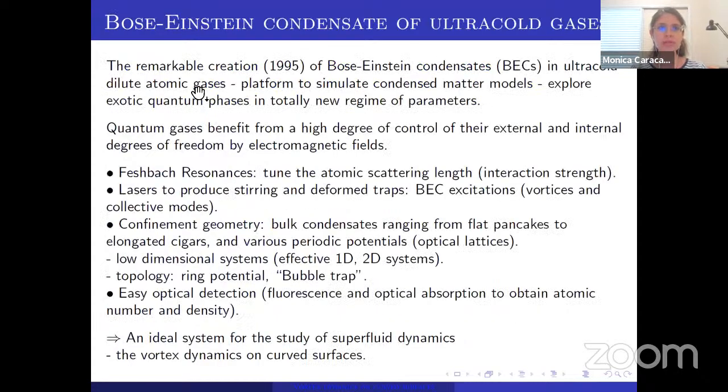Let's start then with the introduction. Since the creation of Bose-Einstein condensates in 1995, ultra-cold gases have served as a platform to simulate condensed matter models. For example, we have fermionic degenerate gases trapped in optical traps, which can simulate the electrons in crystalline structures of solids. Also, with these ultra-cold gases we can explore exotic quantum phases, a totally new regime that is not reached in the usual condensed matter systems. These quantum gases also have the big advantage of high experimental control. The atomic states, the internal and external degrees of freedom, can be controlled very well using optical and magnetic techniques.